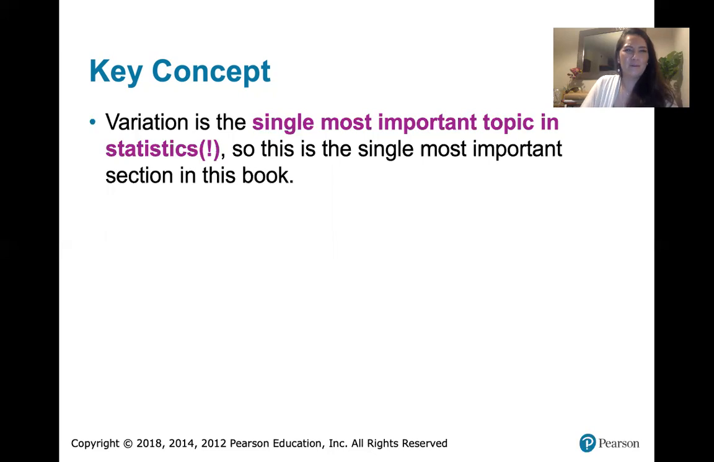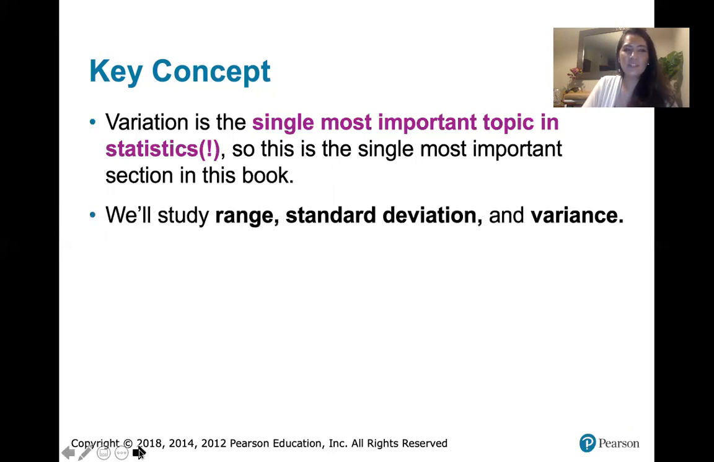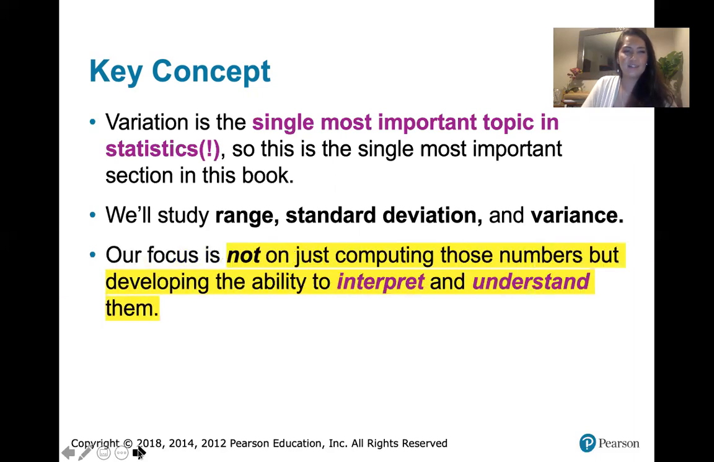So according to the author of our textbook, Mario Triola, he says this is the single most important section in the book, because variation is the single most important topic in statistics. Data varies, and we would like to be able to measure that and talk about and describe that. And that's what this section will allow us to do. Specifically, we're going to measure variation with three measures of variation. One is the range, another is the standard deviation, and the third is variance.